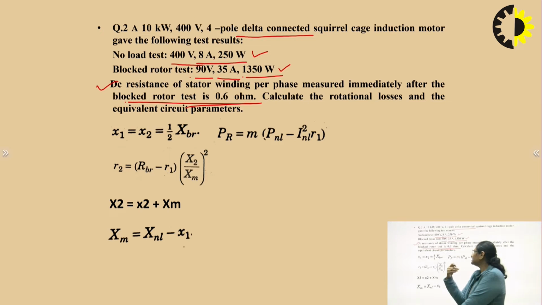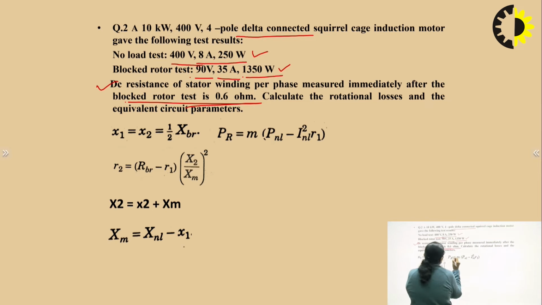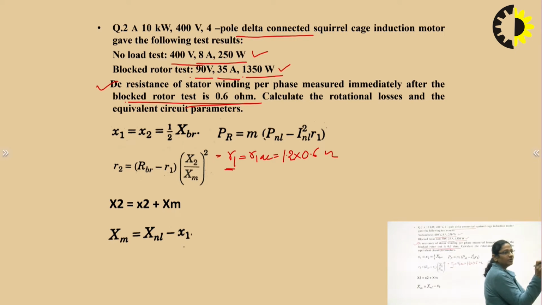So, the AC resistance can be determined as, if suppose this is R1 DC, then R1, which is R1 AC, can be calculated as 1.2 times 0.6 ohms. So, we have got the resistance R1, and R1 is the stator winding resistance per phase value.